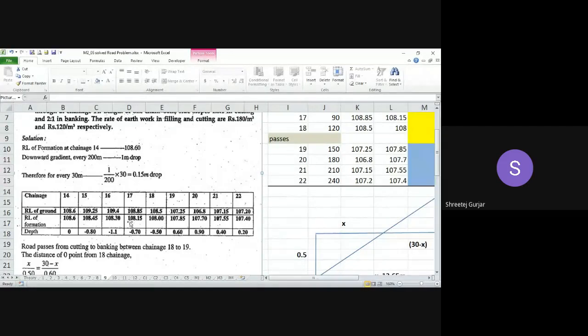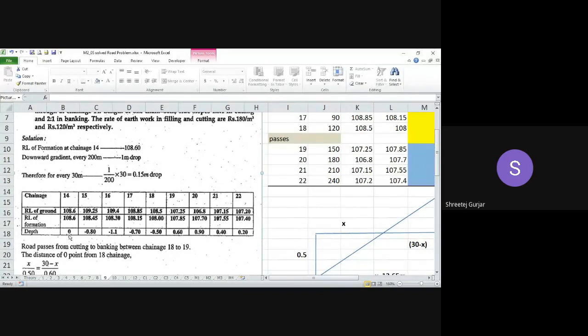RL of formation, how do you find out? RL of D1 minus 0.15, and similarly D2 minus 0.15. Similarly, how we have calculated in the previous, you can just reduce 0.15 from all the ground levels. Sorry, not from the ground levels, from the previous formation level, and you can find out all these values. So what is depth? Depth is RL of formation minus RL of ground. So you can find out all the depths.